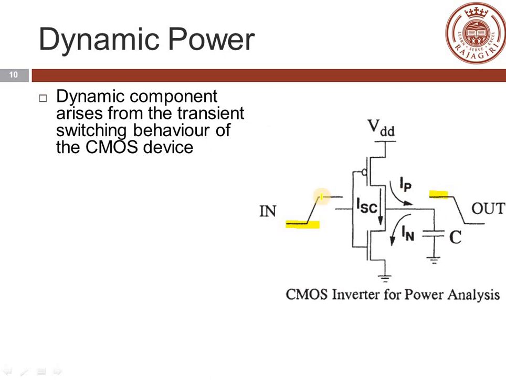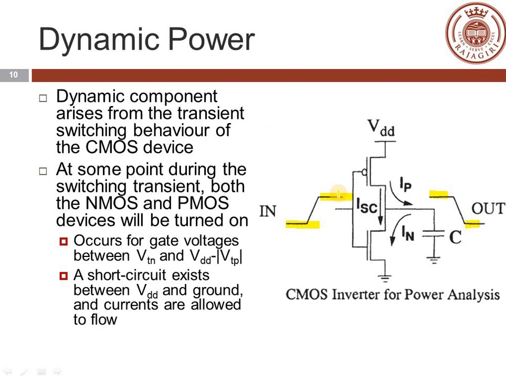If the input is at VDD or high level, the PMOS will be off and the NMOS will be on, and our load will be connected to the ground, and at the output we will have low. So while switching from low to high or from high to low at the input, what will happen? We said our CMOS switches are not perfect switches.